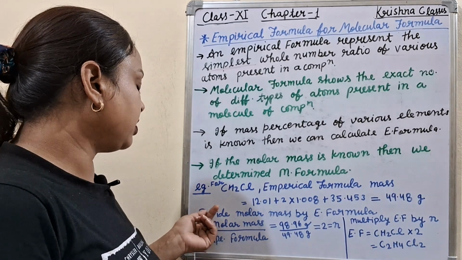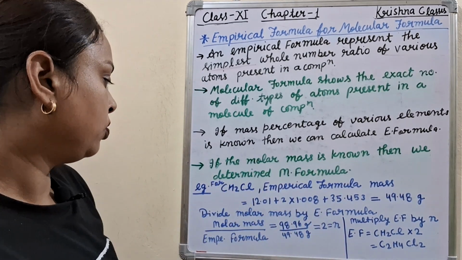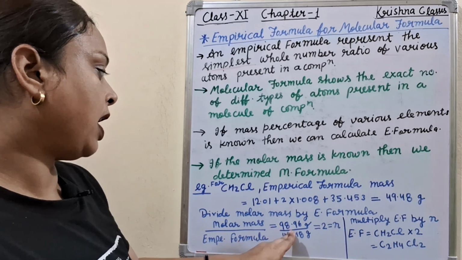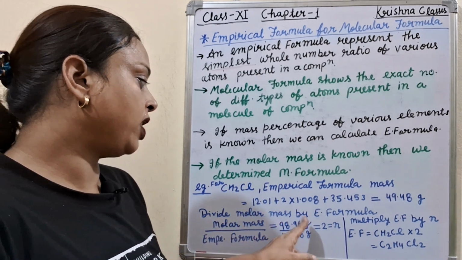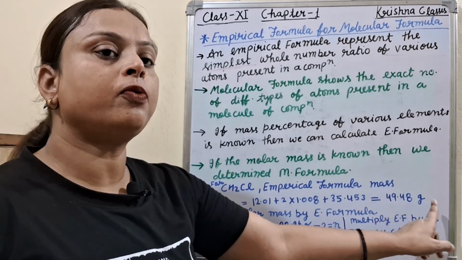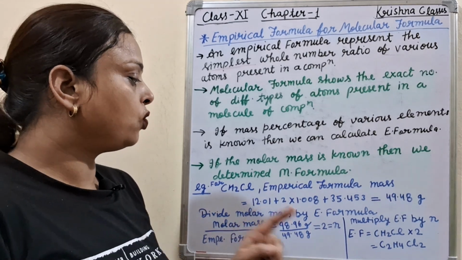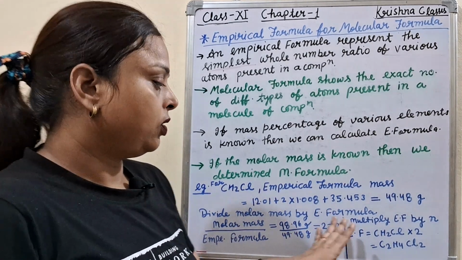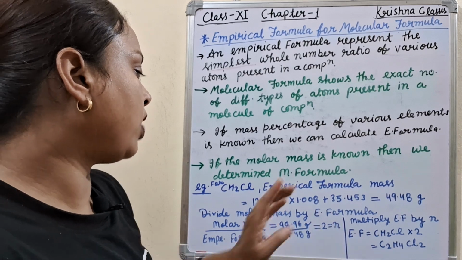So let's start the next point. Divide the molar mass by the empirical formula mass. So the molar mass is 98.96 gram and the empirical formula mass is 49.48 gram. Divide by this and we find 2. So 2 is equal to n.